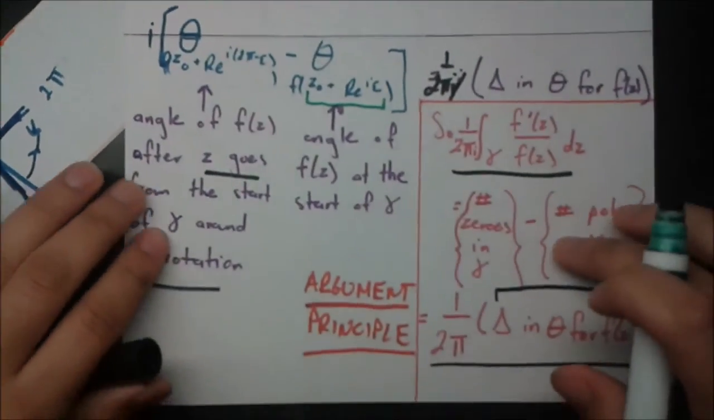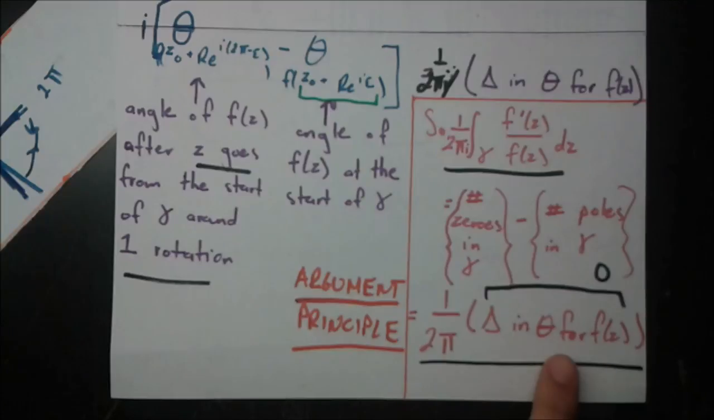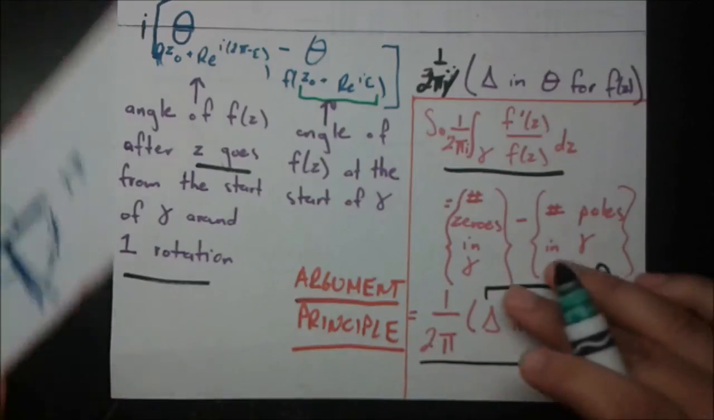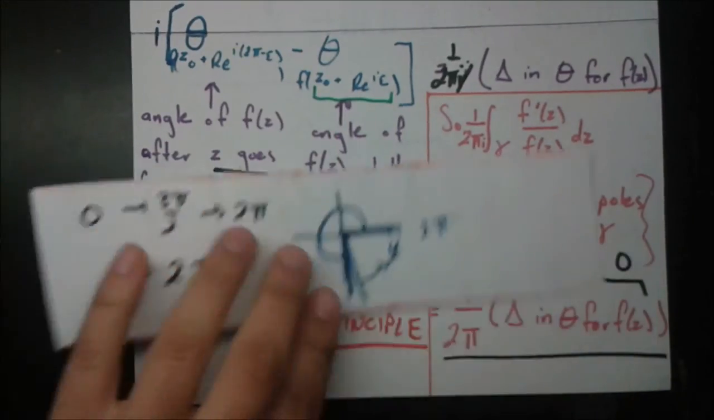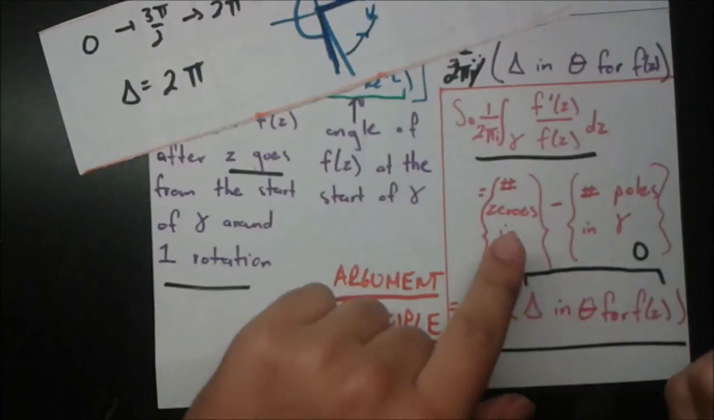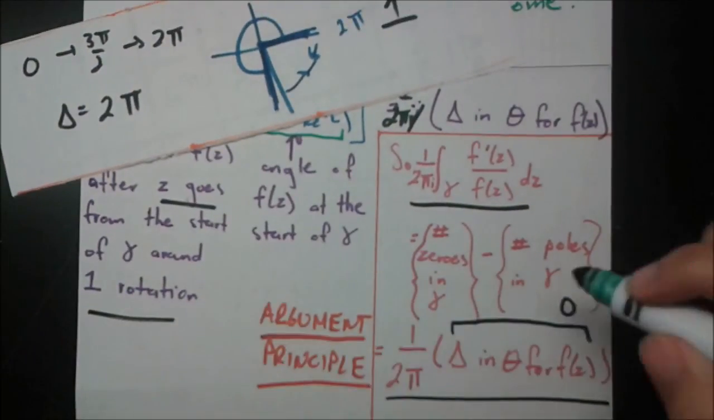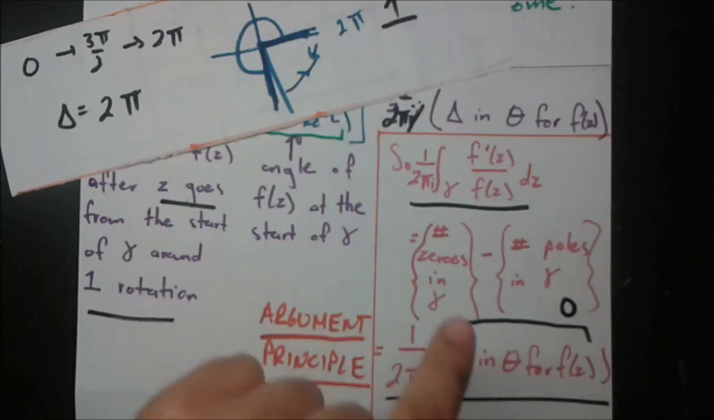And now let's look at the argument principle to tell us what to do. So we see that if we have the total change, which is 2 pi, and we divide it by 2 pi, the total value of this underlined expression is going to be 1. That's going to be the number of zeros in gamma minus the number of poles. But we established the number of poles is 0. So that's the number of zeros in gamma.